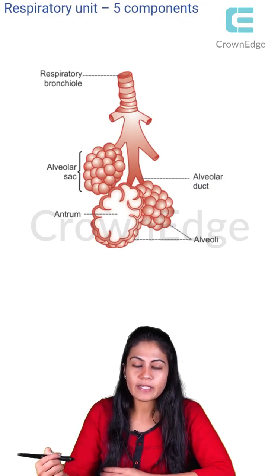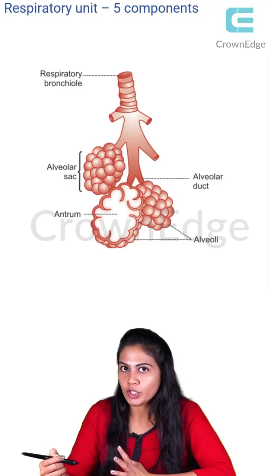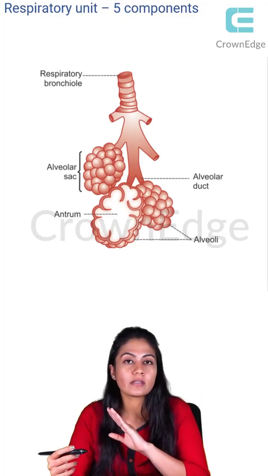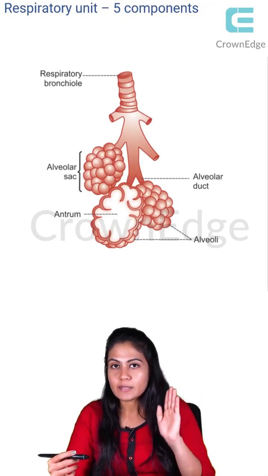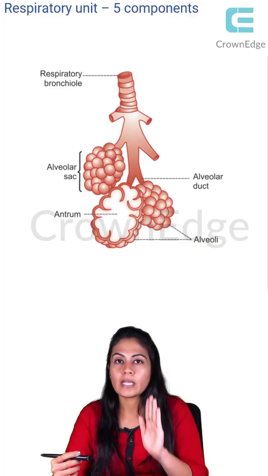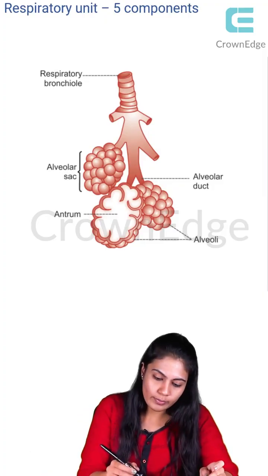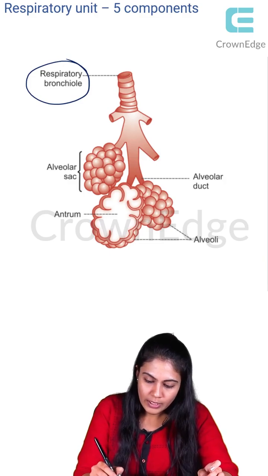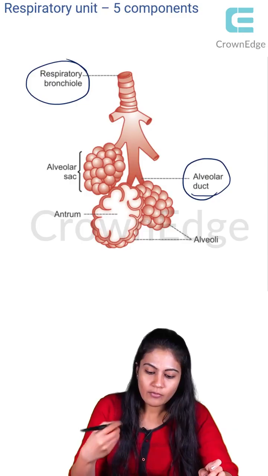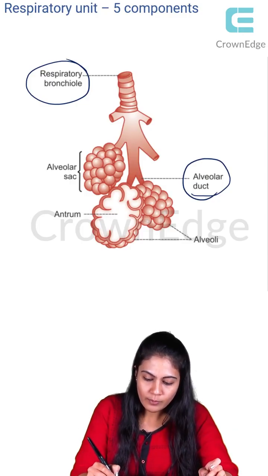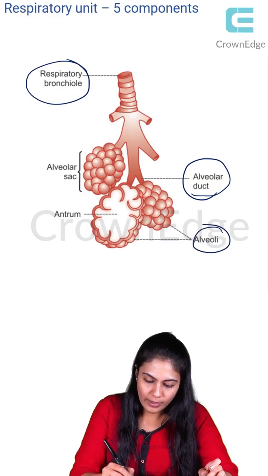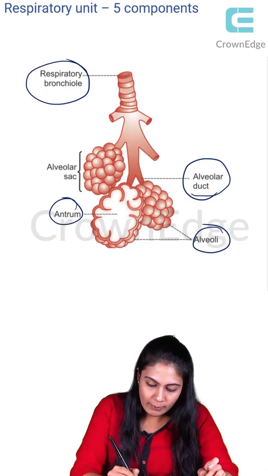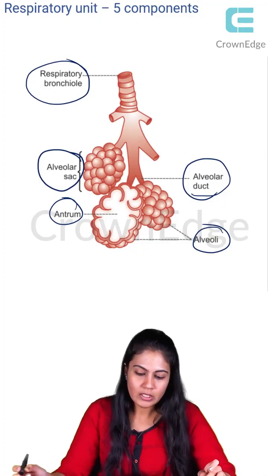Moving on to the respiratory unit, it has 5 components, right? If they ask about the respiratory unit, the trachea and bronchi will not come in the respiratory unit. Respiratory unit means the parts taking part in the exchange. So what are those parts? First is the respiratory bronchiole, then it moves down into the alveolar duct, right? From the duct, it goes into the antrum and alveoli. The inside part is known as alveoli, and this whole grape-like structure is known as the alveolar sac, right?